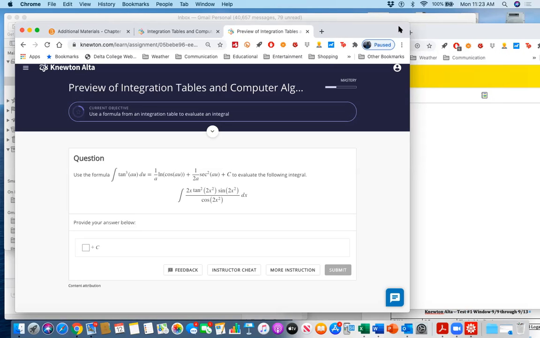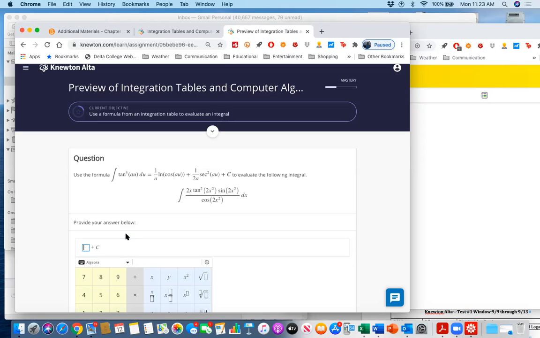Okay, so you should have two terms in your answer. I got one half ln the cosine of 2x squared plus 1/4.